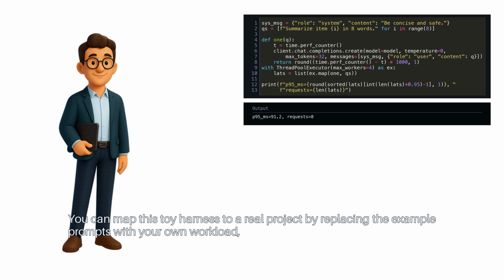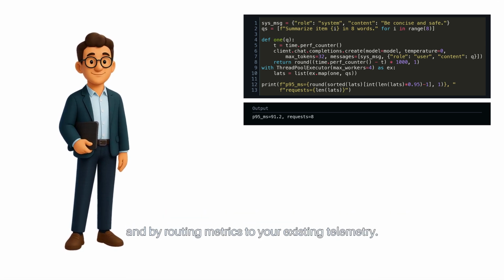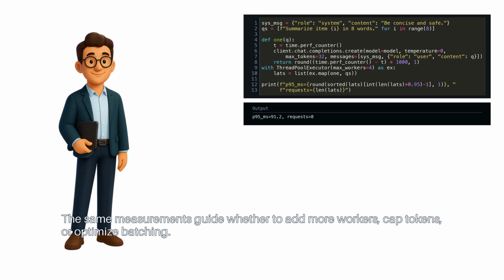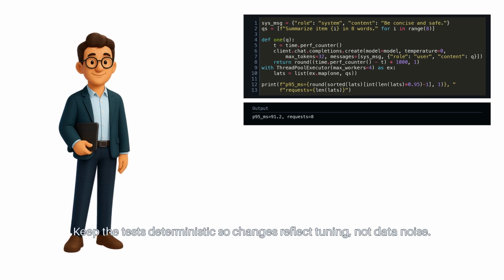You can map this toy harness to a real project by replacing the example prompts with your own workload, and by routing metrics to your existing telemetry. The same measurements guide whether to add more workers, cap tokens, or optimize batching. Keep the tests deterministic, so changes reflect tuning, not data noise.